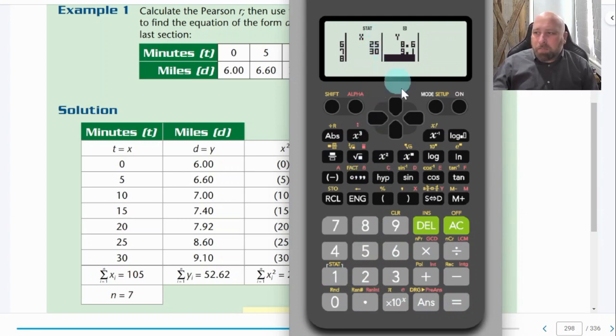Our table is now built out here, and you can go back up and look through it and scroll back and forth between the X and the Y. Okay, so that's the first part. Let's set up our table in the calculator.